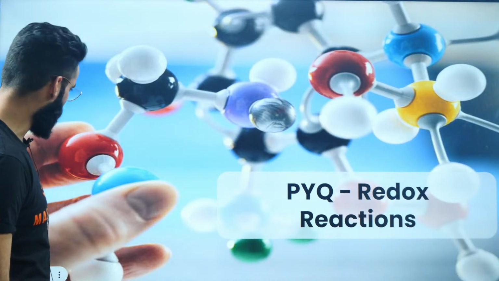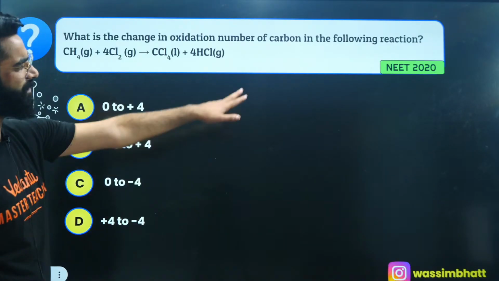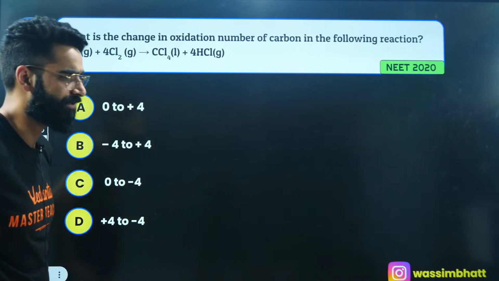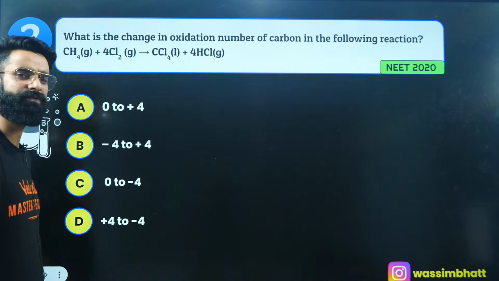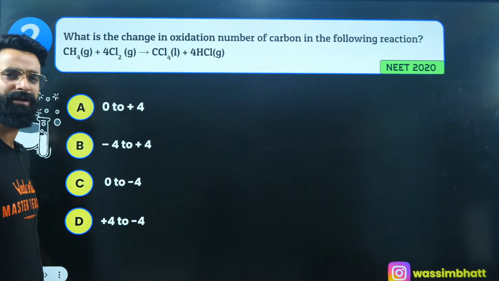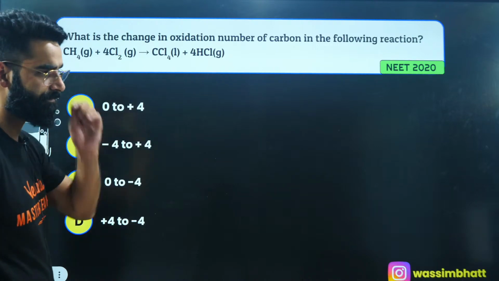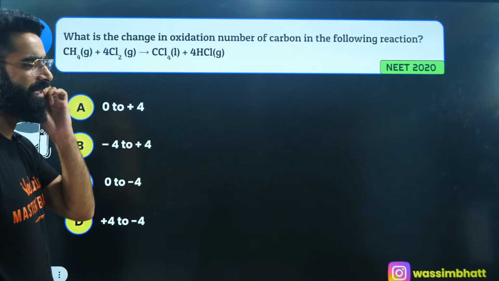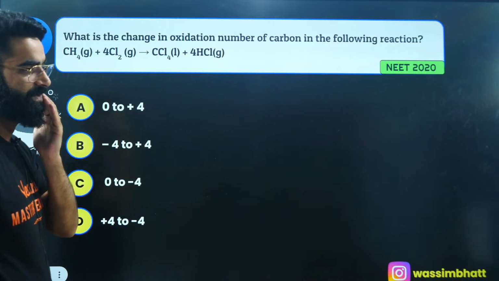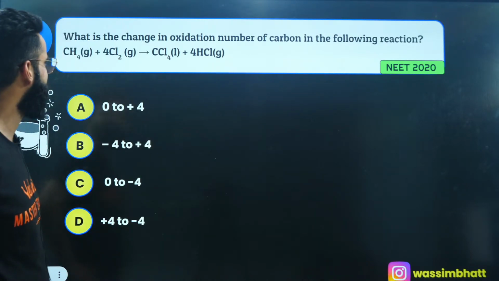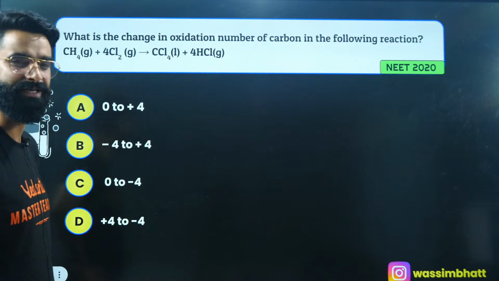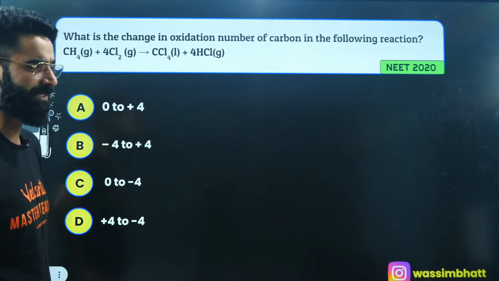Let's get started with the first question which was asked in NEET 2020 from this chapter. I'm sure all of you can solve this question properly. Give it a try. Let me know its answer. Well, I can see a lot of people are coming up with option B, and let me tell you exactly, you are all perfectly right. It's going to be option B, which is the correct answer of this question.